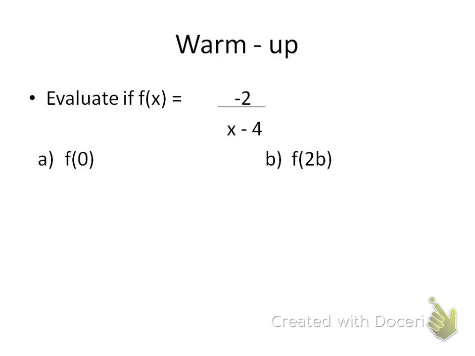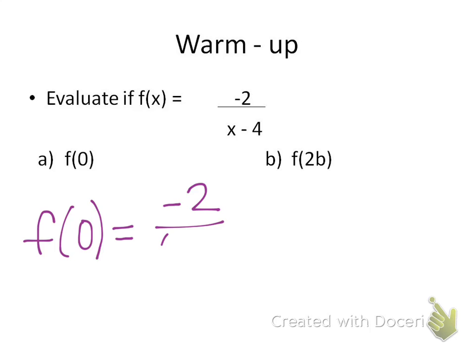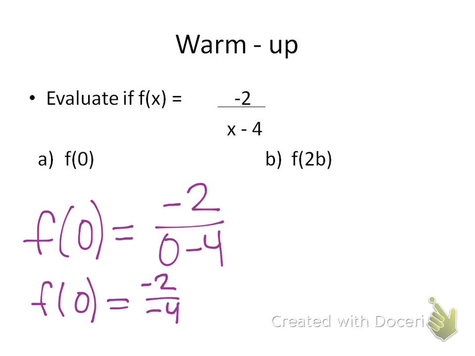All right, our warm-up for today is just like one of the sections we did yesterday. We're evaluating the f function, this is f of x, at these values. So we want to start by plugging 0 in everywhere you see an x. So this is going to be f of 0 equals negative 2 over 0 minus 4. When you simplify the bottom, you get negative 4. Negative 2 over negative 4 simplifies to a half. Questions on that one?